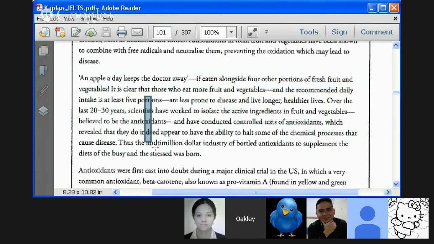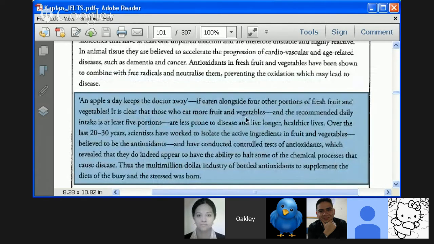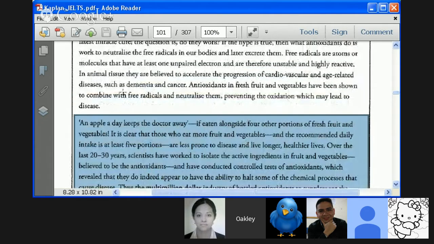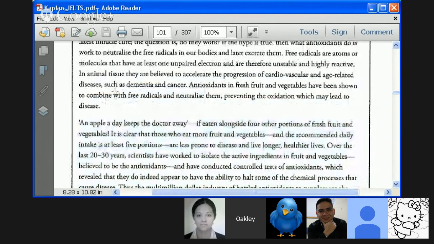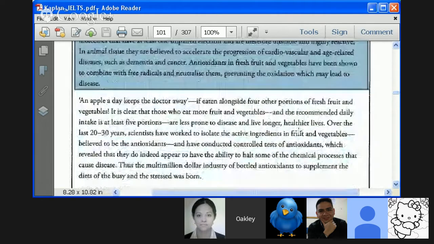This is about radicals. A radical is a free oxidant. Free oxidants sometimes connect with other atoms, then they make bad substances for our body. Those substances make our body older quickly. So antioxidant is very effective to remove radicals. And this information is in the previous paragraph, you can see free radicals and neutralize them. That's right.